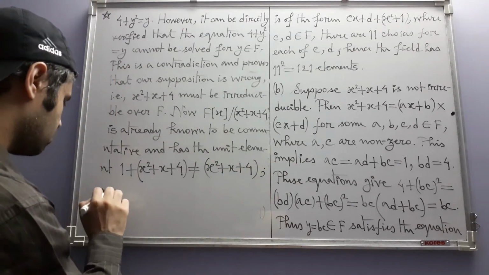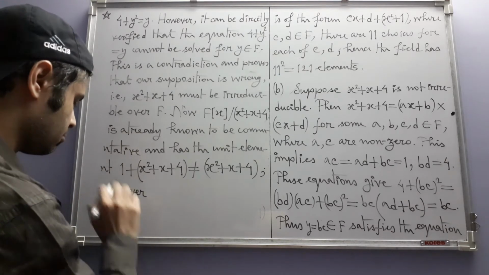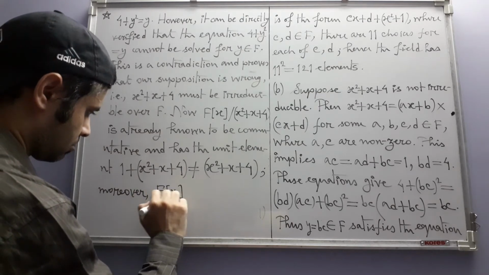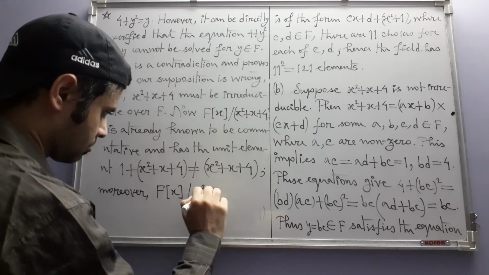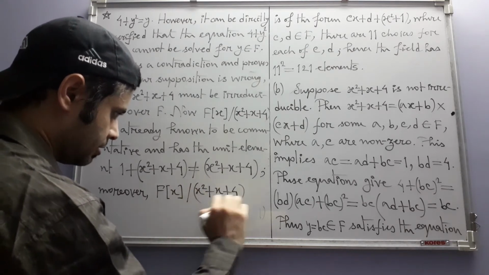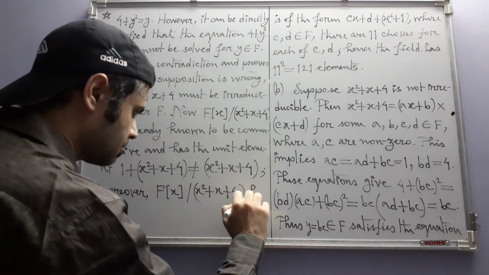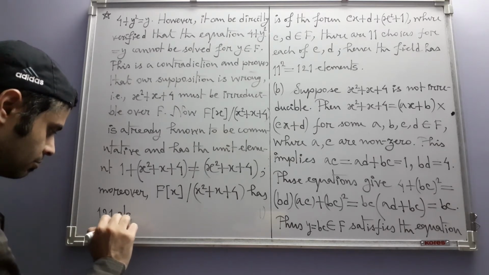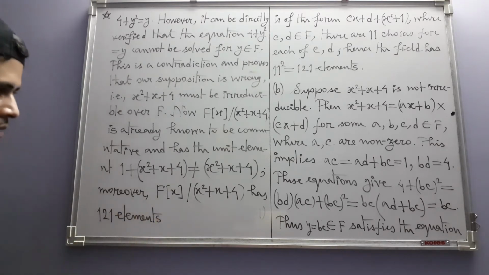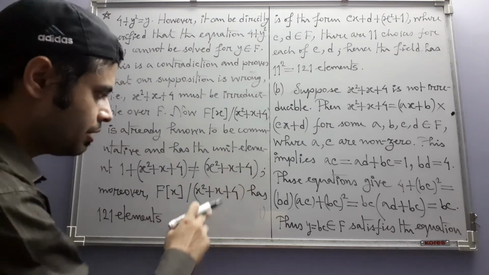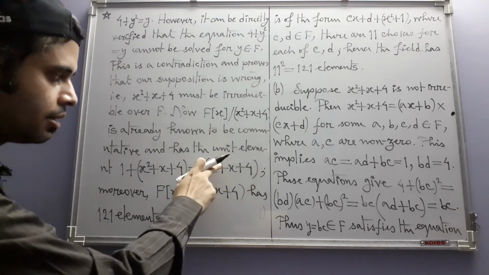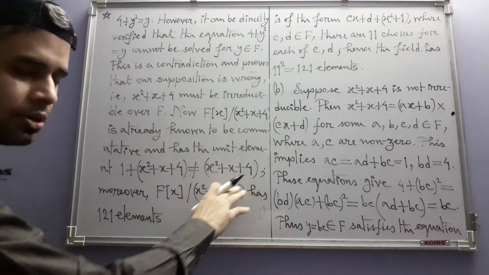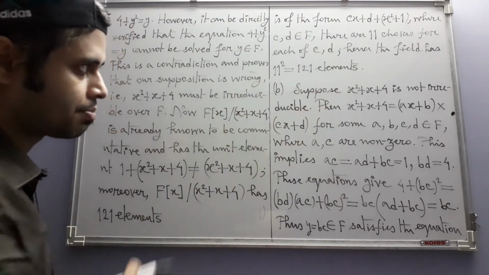Moreover, as a ring, it has 121 elements, same as before. Why is that so? That is because although the polynomial is now different, the degree is still 2. So if we divide a general polynomial over F by this polynomial, then it will still have that form ax plus b.